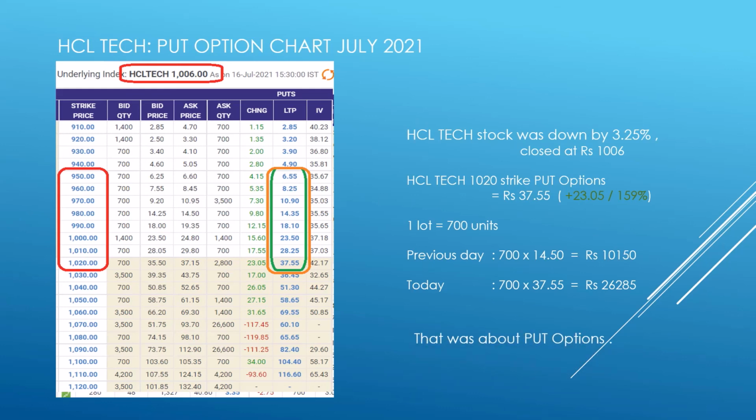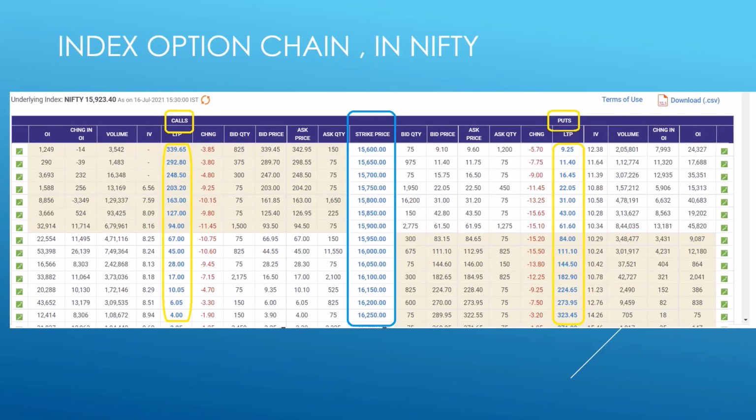This was about put options. What I explained so far is a stock put option. Now let's look at index options. These put options or call options are available for the indexes also, and this is one of the most heavily traded derivatives in the National Stock Exchange. Look, this is basically the index option chain for Nifty. Here I have shown the call options as well as the put options for various strike prices.